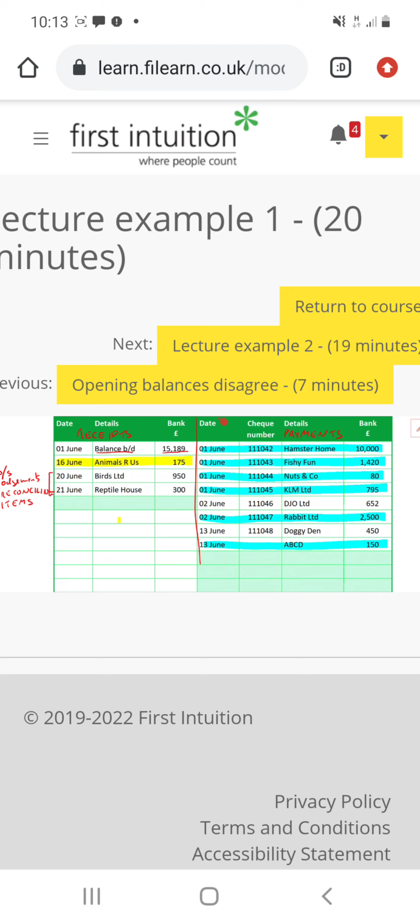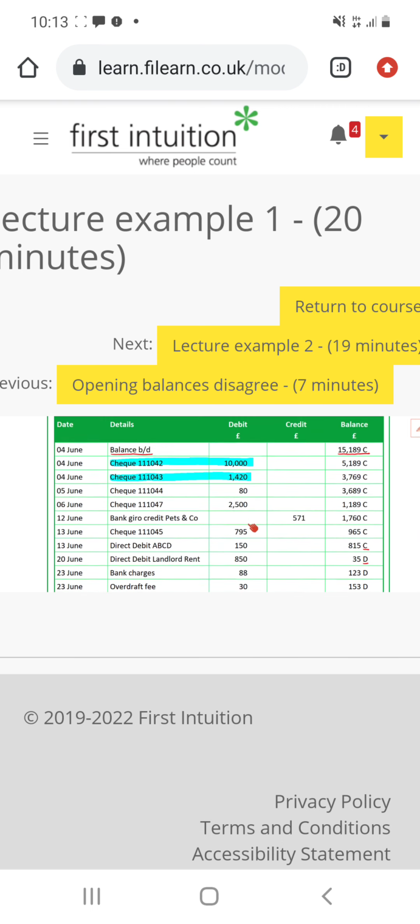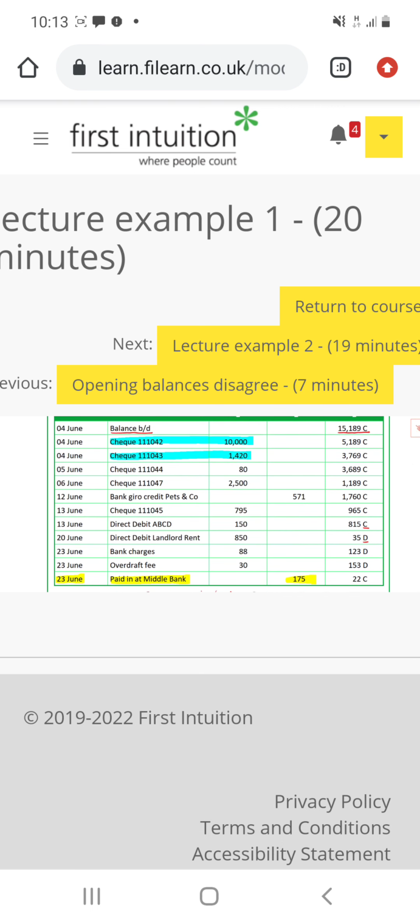Just so we can show it on the bank statement, there is the cheque for £80, 11044, to Nuts and Co. There's cheque 11047 going out to Rabbit Limited. There's cheque 11045 going out to KLM. And there's your direct debit going to ABCD of 150. So they are the items that we have managed to find.